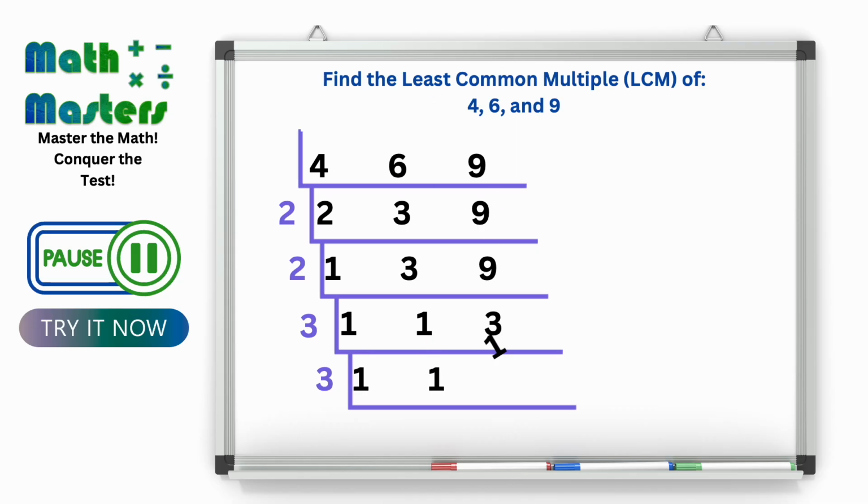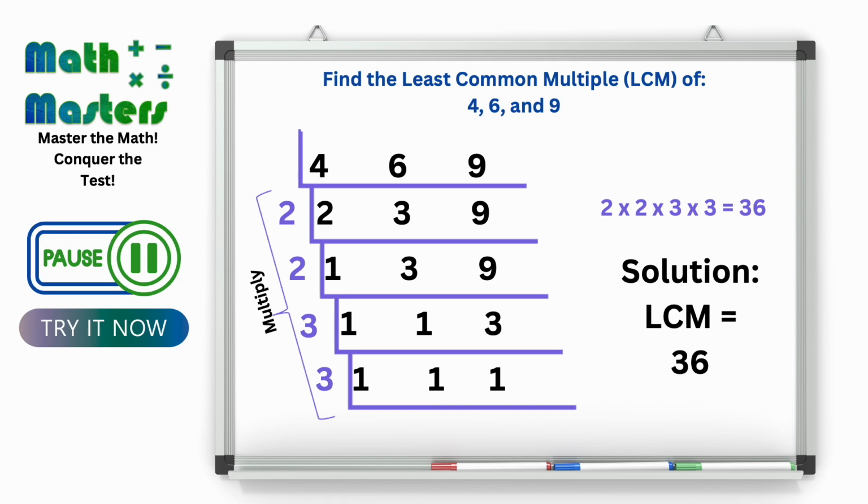And 3 divided by 3 leaves 1. Now we have 1s in each of the columns. And our next step is to multiply our prime factors on the left side of the ladder. 2 times 2 times 3 times 3 gives us a least common multiple of 36. Did you get that answer? I'm so glad you did. The least common multiple of these 3 numbers is 36.